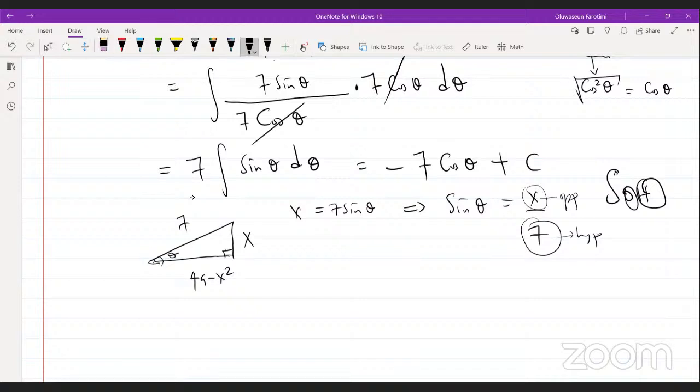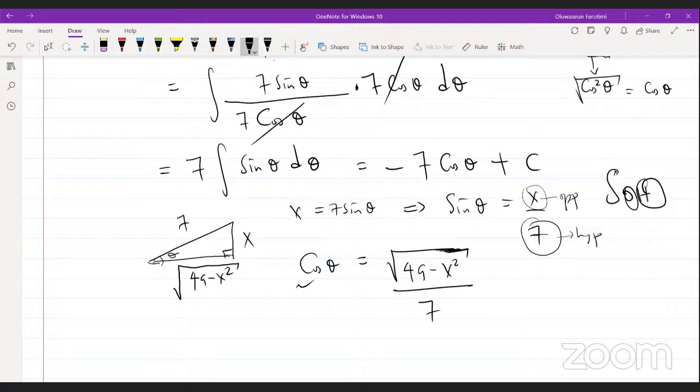Okay, so I've got to write that a little bit clearly. But I need to switch from theta to x, right? So this is cosine of theta. Go back to your triangle. What is cosine? Adjacent divided by hypotenuse. So that means I have square root of 49 minus x squared divided by 7, right? So I have to plug in this cosine over here.